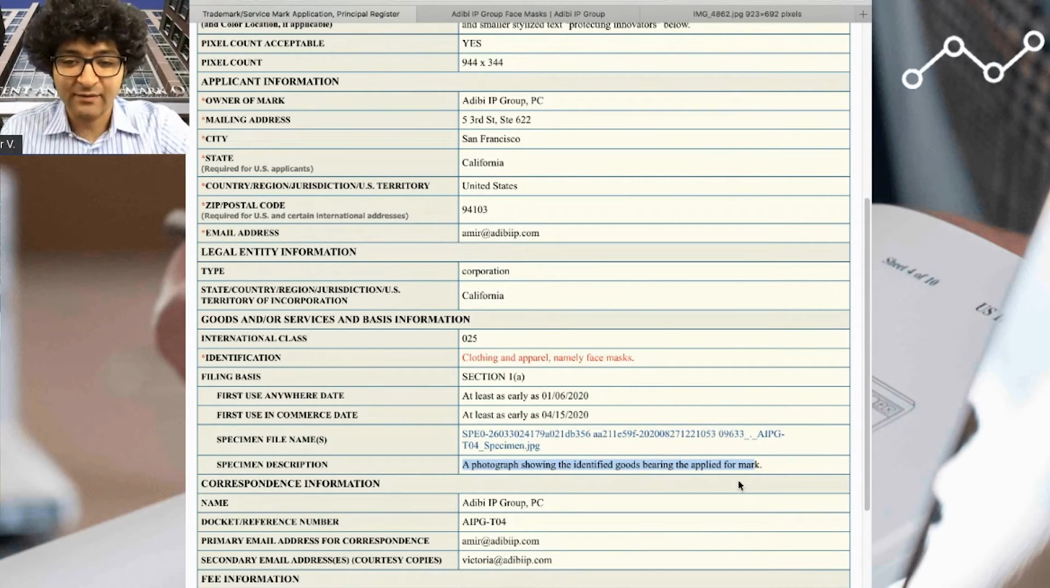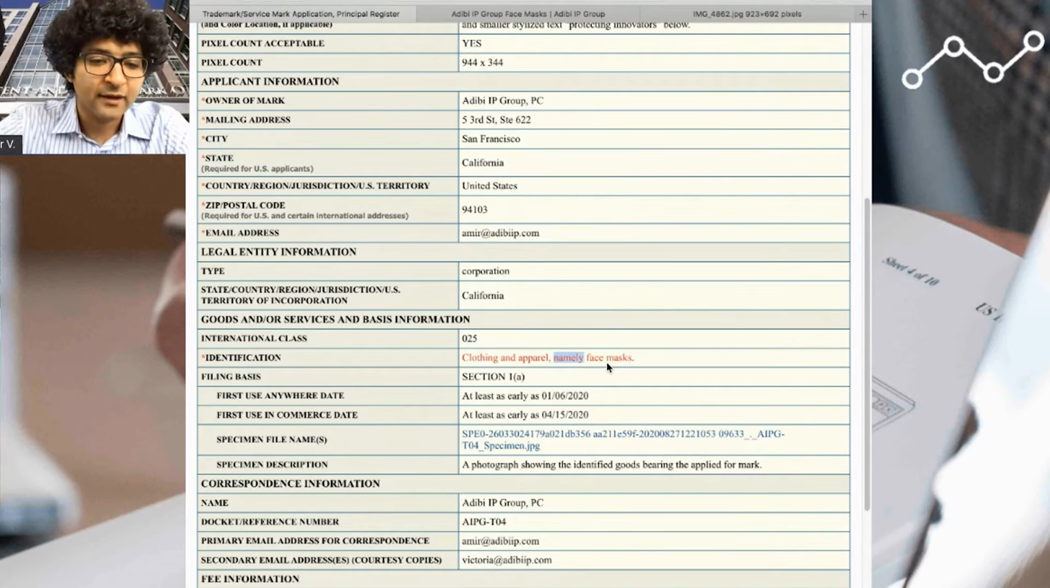And sometimes in our experience, they actually give you suggestions for how you can go about amending the description so that it's amenable to them and ready for publication. The same thing is going to go with the identification of goods. Sometimes it's indefinite. For example, one common mistake is using the word "including." So, "clothing and apparel, including." That would invoke an indefiniteness refusal, and the examiner would actually require you to reword that, more than likely.